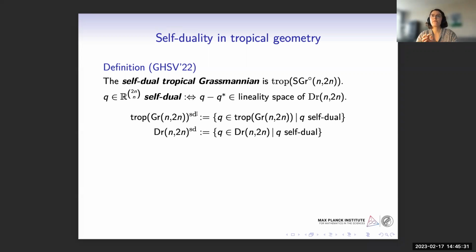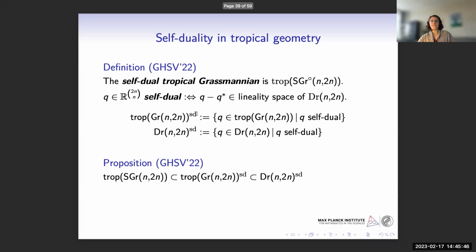Okay, but now I have three spaces that a priori tell me something about self-duality in tropical geometry, right? And what we need to understand is, of course, how do these three spaces correspond to each other? And this is a proposition from our paper that we have this containment chain, okay? So the tropicalization of the self-dual Grassmannian is a subset of the self-dual points of the tropical Grassmannian.